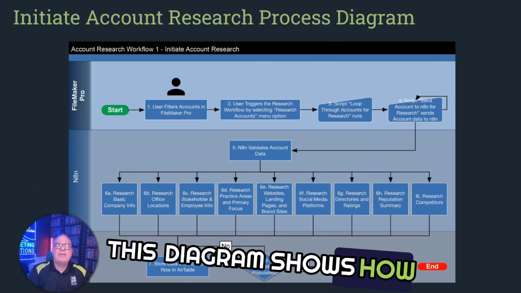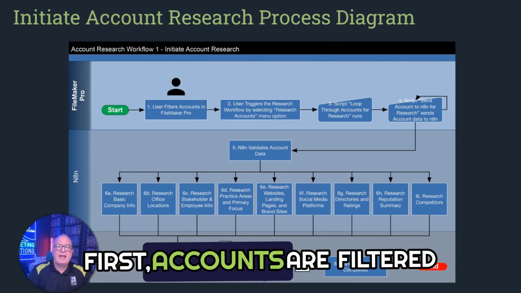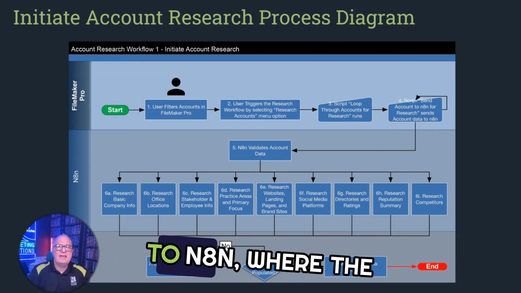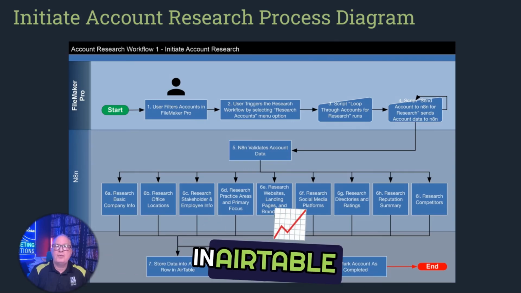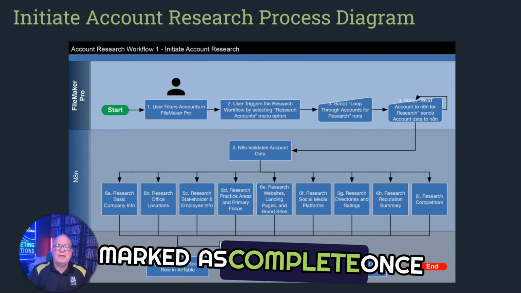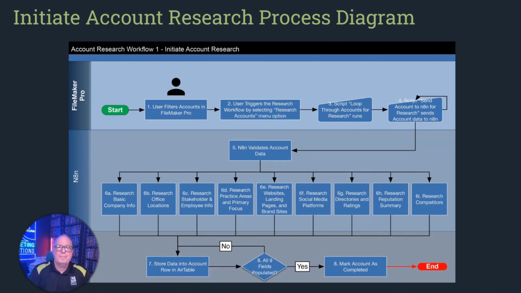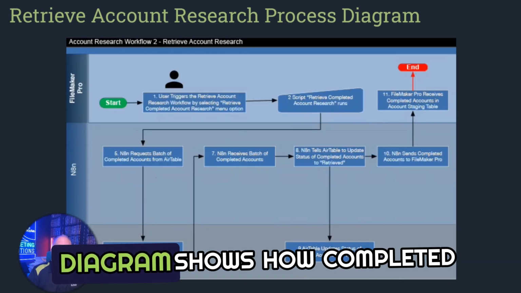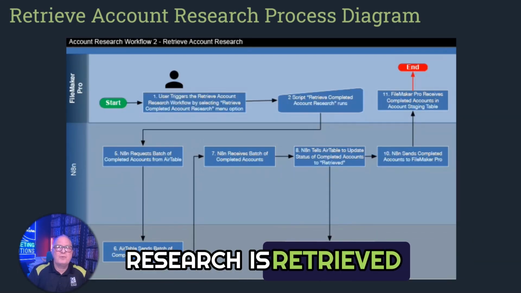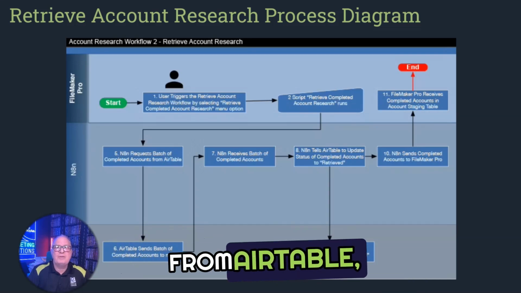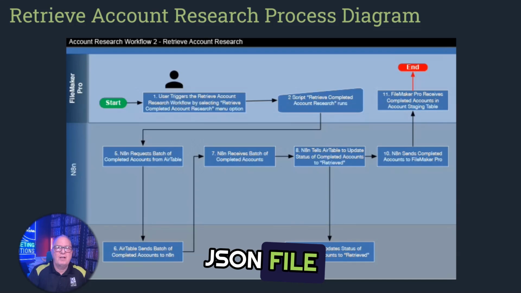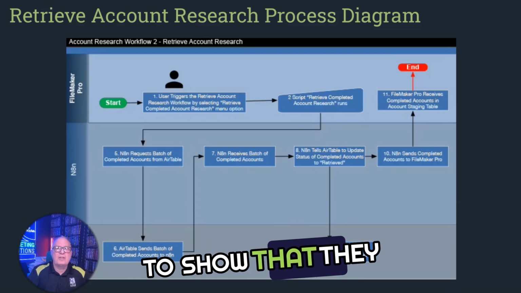This diagram shows how the account research begins. First, accounts are filtered in FileMaker and sent to n8n, where the data is validated and researched. Each result is stored in Airtable, and the account is marked as complete once all research steps are finished. For the retrieve account research, the diagram shows how completed research is retrieved. FileMaker sends a request to n8n, which pulls the data from Airtable, formats it into a JSON file, and returns it to FileMaker. Airtable updates the records to show that they have been retrieved.